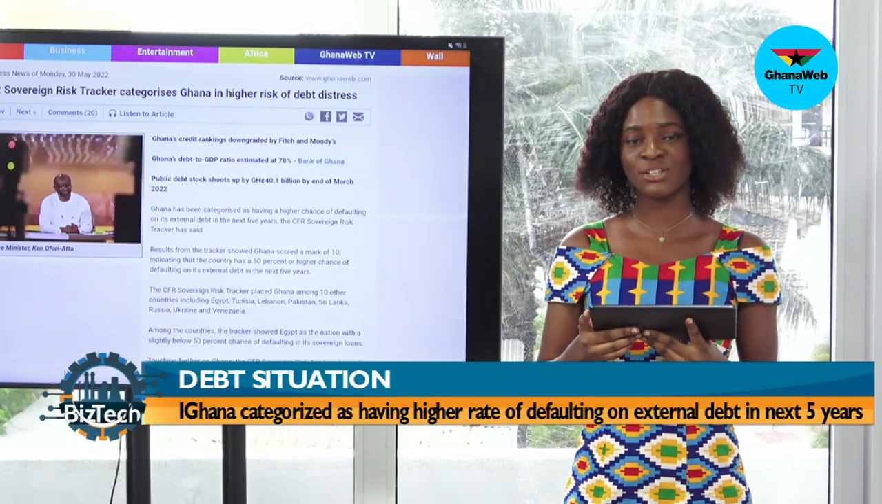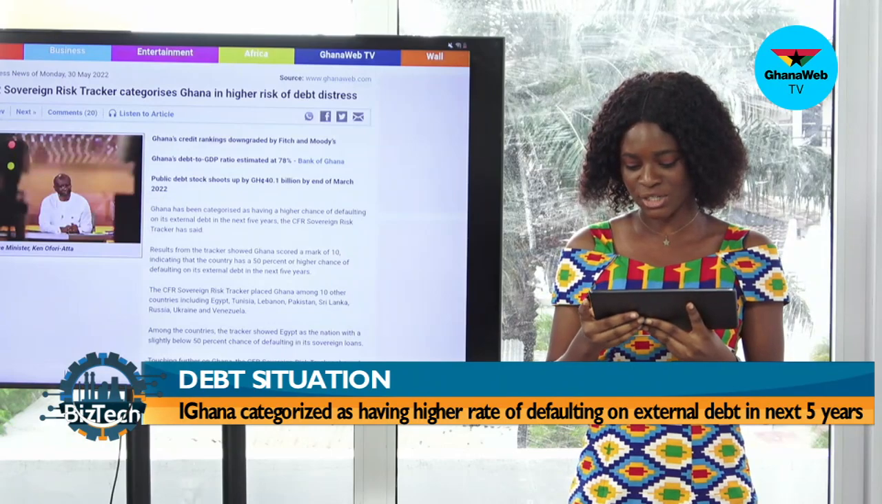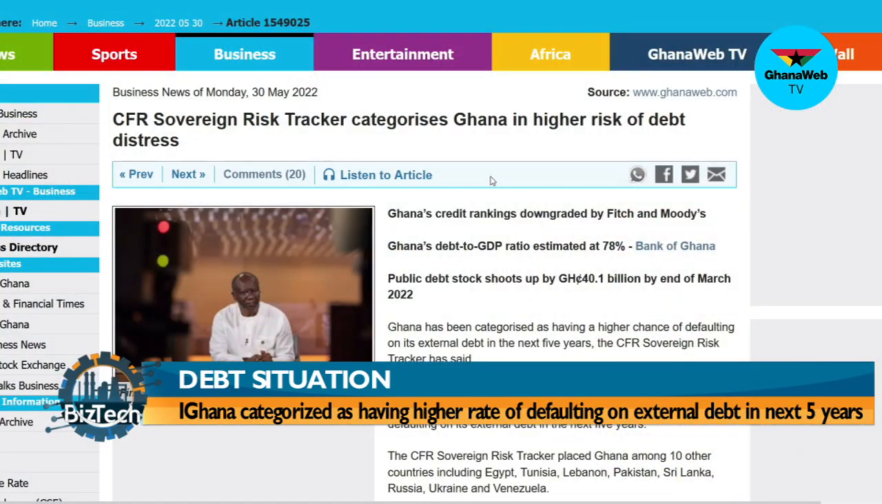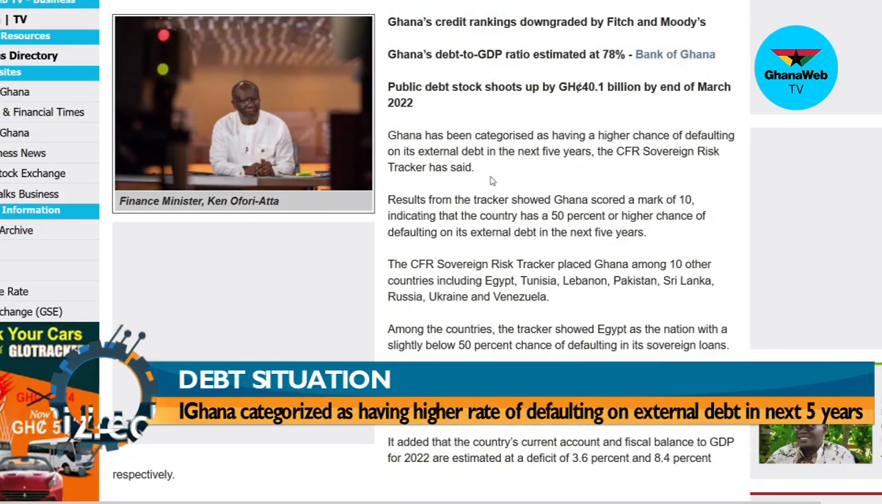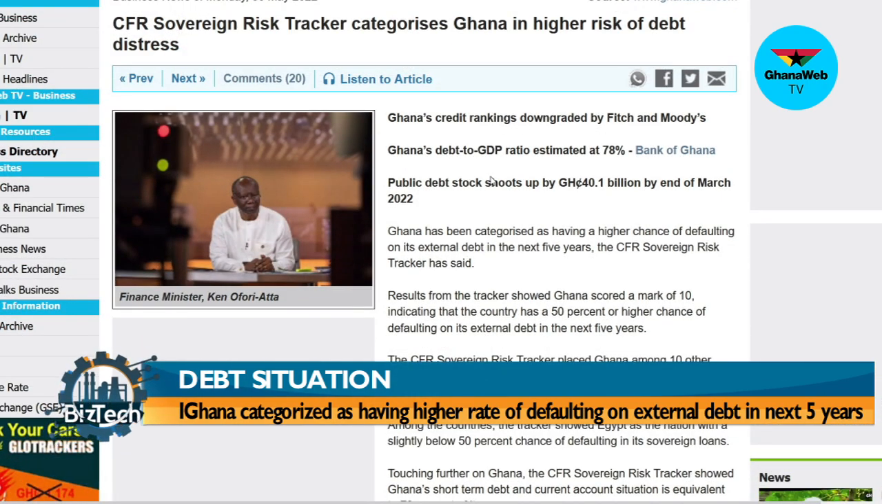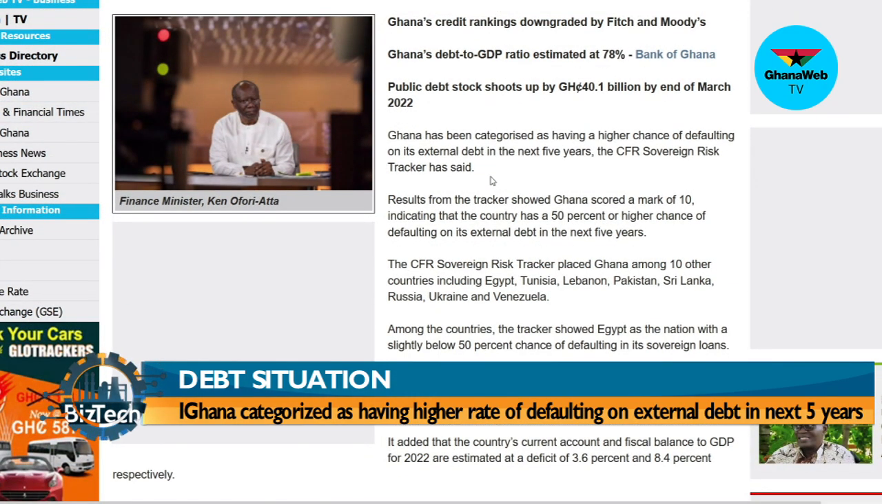Ghana has been categorized as having a higher chance of defaulting on its external debt in the next 5 years, the CFR Sovereign Risk Tracker has said. Results from the tracker showed Ghana scored a mark of 10, indicating that the country has a 50% or higher chance of defaulting on its external debt in the next 5 years.